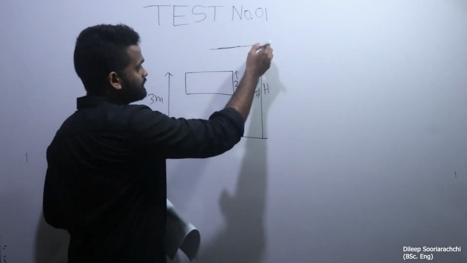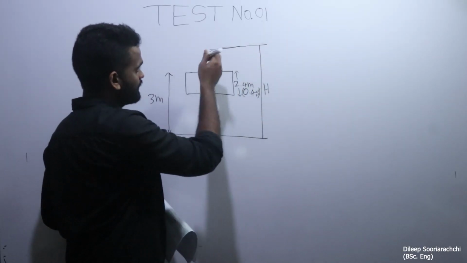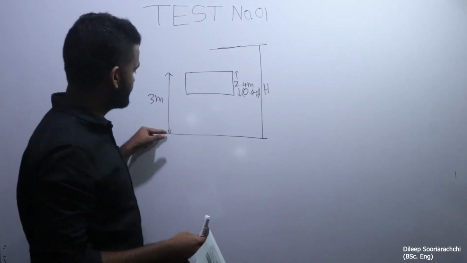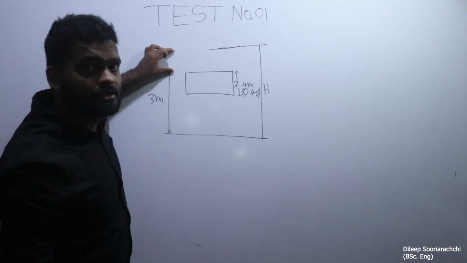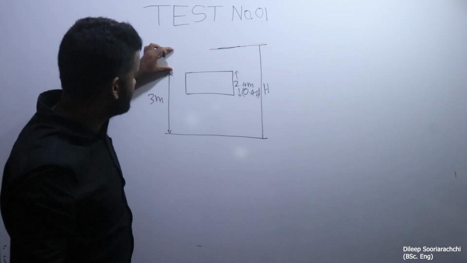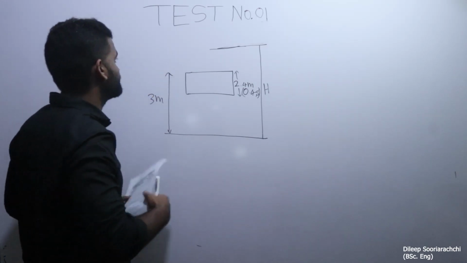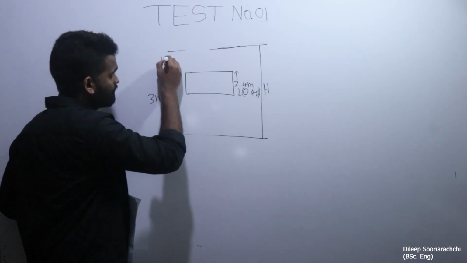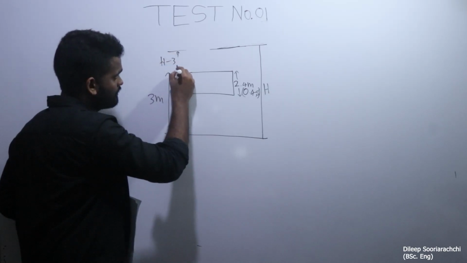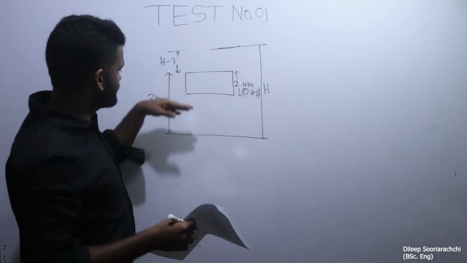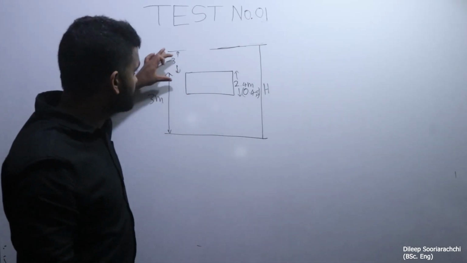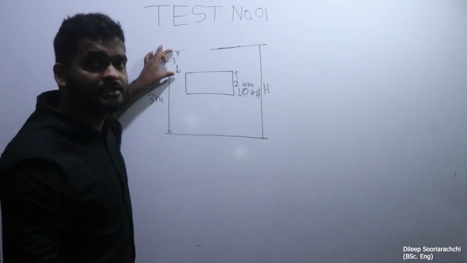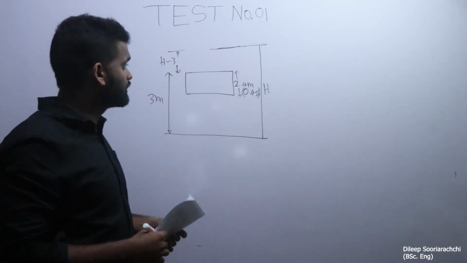So let's say this is the mango tree. If this height is 3 meters, I can say that this height is H minus 3. This is capital H, the total height. Since this is 3 meters, this height is H minus 3.